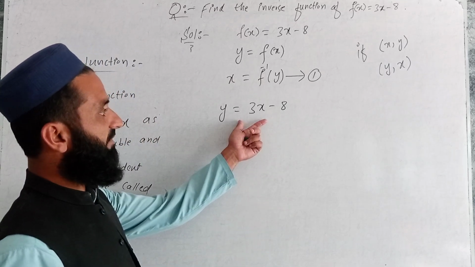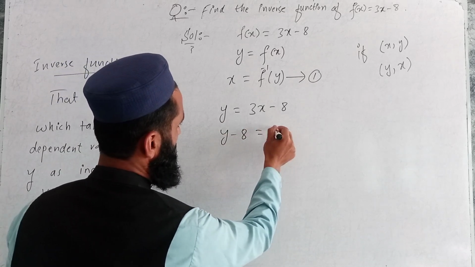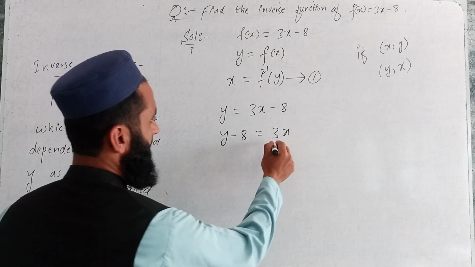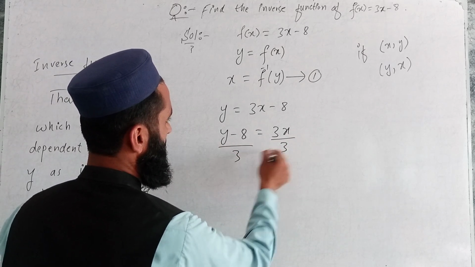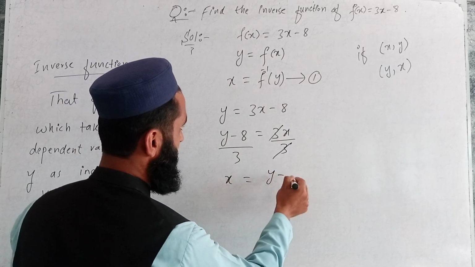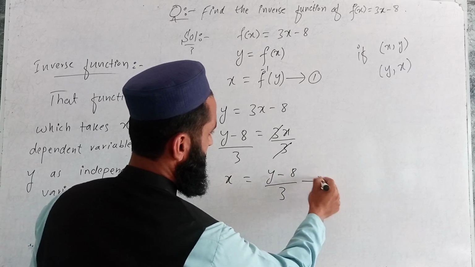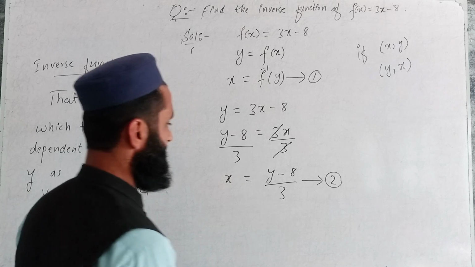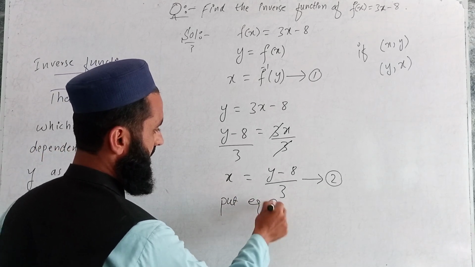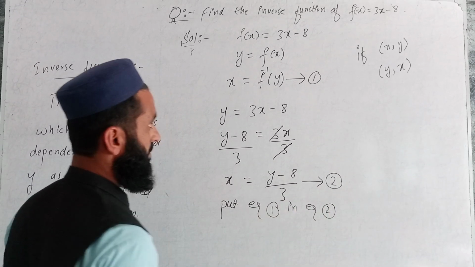Now we want to find the value of x from this equation. y - 8 = 3x. Divide both sides by 3. The 3 cancels. x = (y - 8)/3. So this is equation number 2. Put equation number 1 in equation 2.